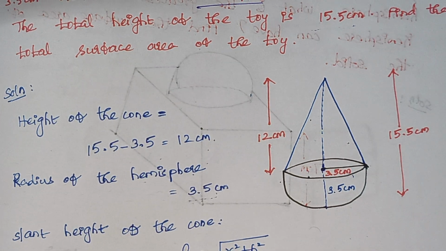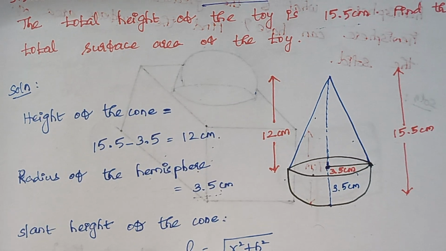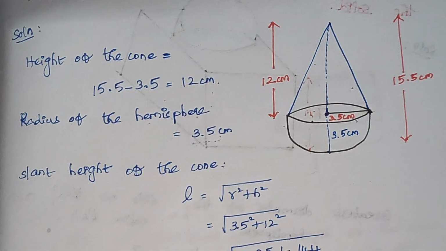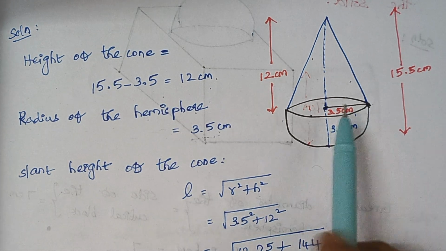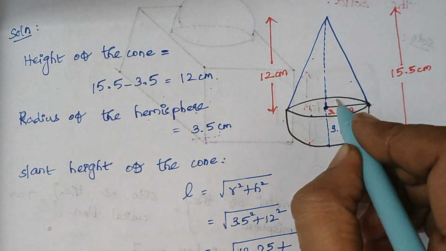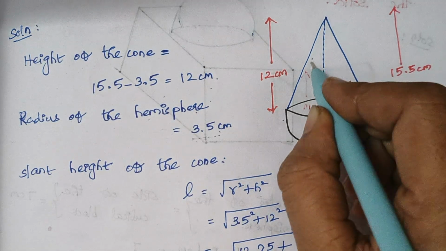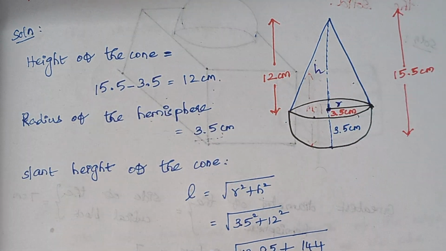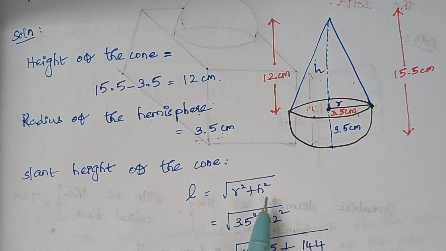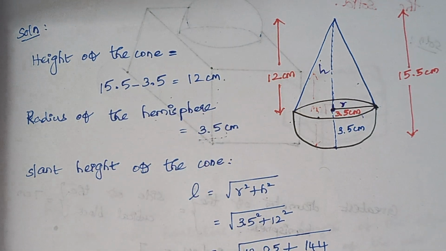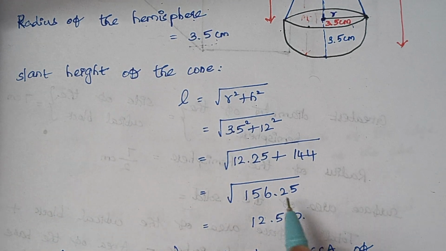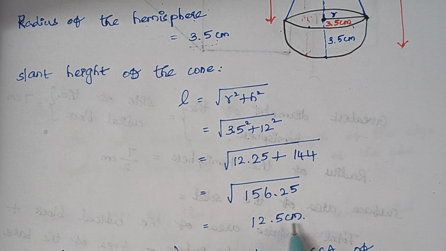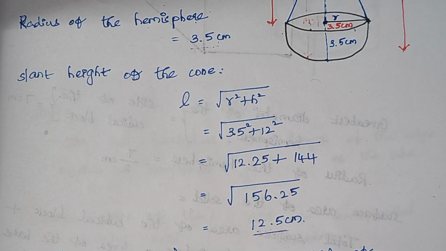Now we are going to find the slant height of the cone. So the slant height of the cone is nothing but square root of r square plus h square, right? So this is the r of the cone and this is the h of the cone. So the value of r is 3.5, the value of h is 12. So just substitute and simplify. Finally here we are ending up with the answer as 12.5 centimeter, right?